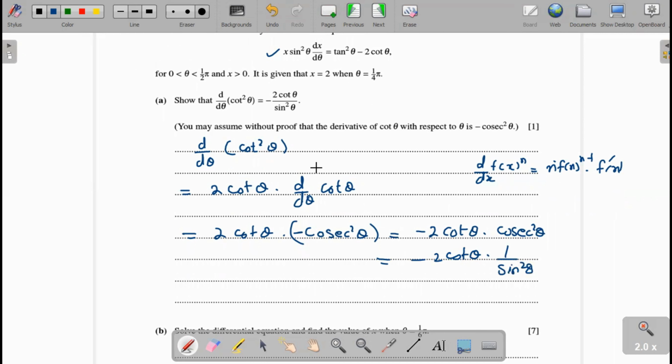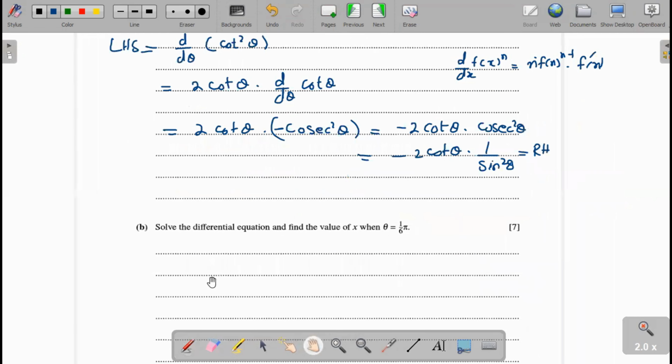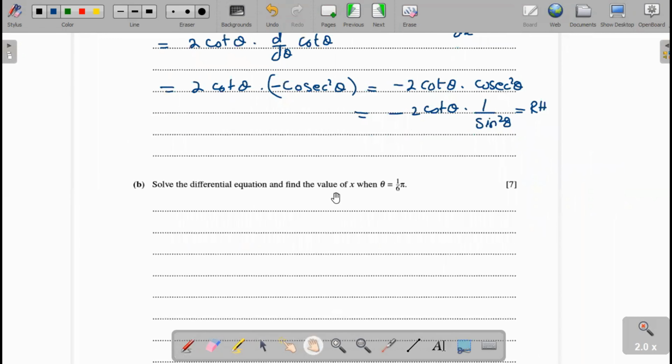And this is the proof. The left hand side of this equation equals the right hand side. Okay. Now go to the next part B. Solve the differential equation. Find the value of x when theta equal to pi over 6.